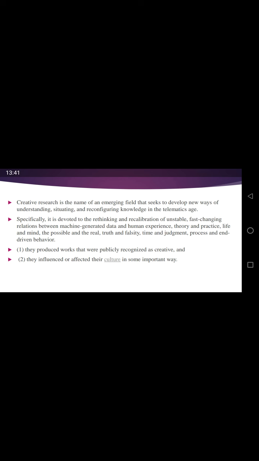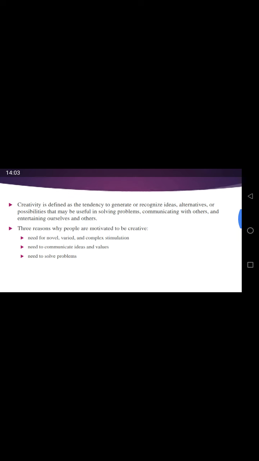Now, they influenced or affected their culture in some important way. Very simple. It always affects the culture in some important way. If you consider any culture, this is going to be considered. Now, some other people explain creativity with some other analogies.